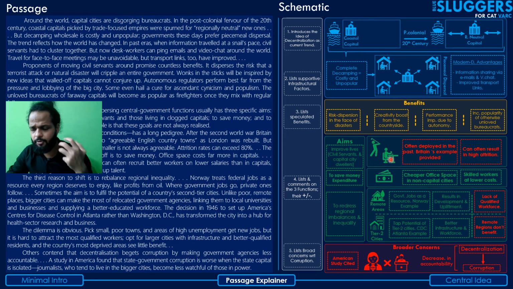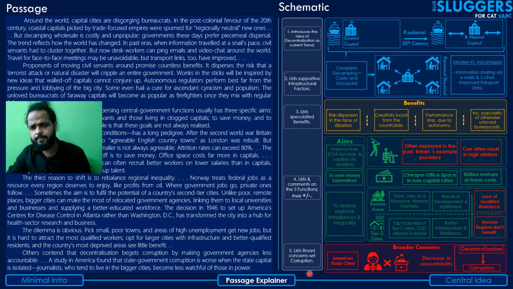First, related to improving the lives of these bureaucrats and people living in those clogged cities. Second, to save money and to reduce expenditure, and the third is to redress regional imbalances and inequality. Right. So he lists in this part. He basically lists and comments on the three aims and functions of this idea of moving the bureaucrats and bureaucracies and government agencies out of the capital cities.